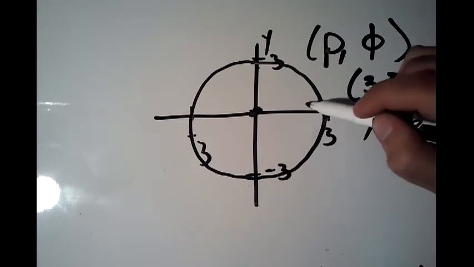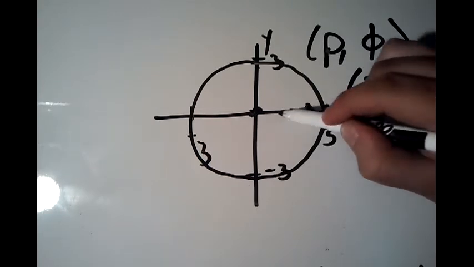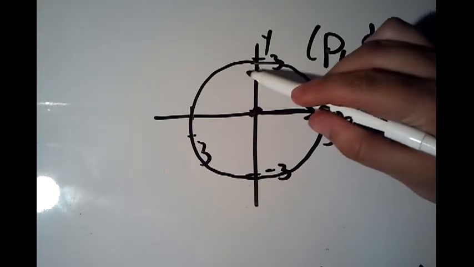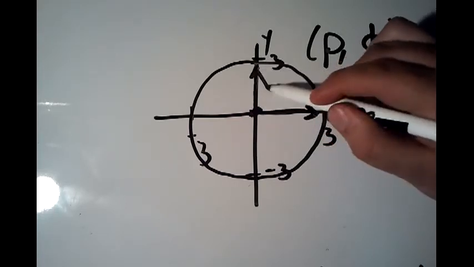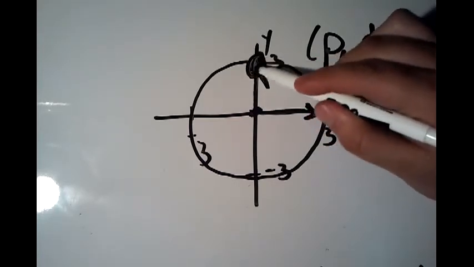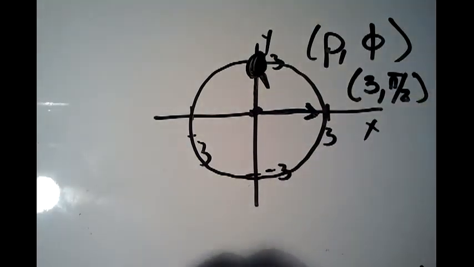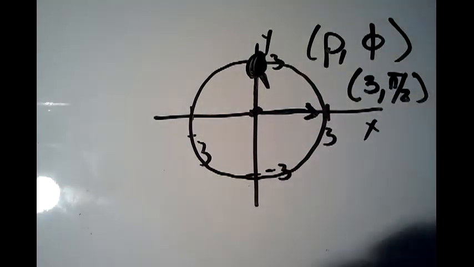But now pi over 2. So using the trigonometric standard, we're going to start here and go up pi over 2, and that means I'm going to go across this line until I hit 3. So this right here is that point that's defined. So that's how we do polar coordinates, as most people know.